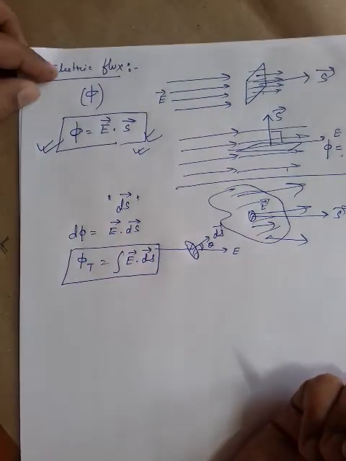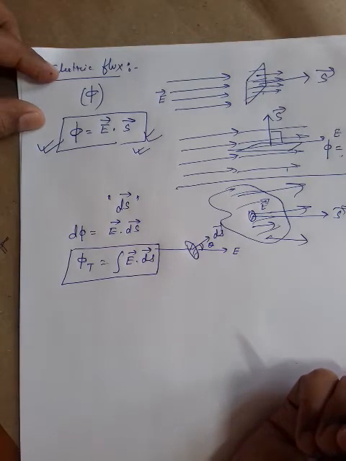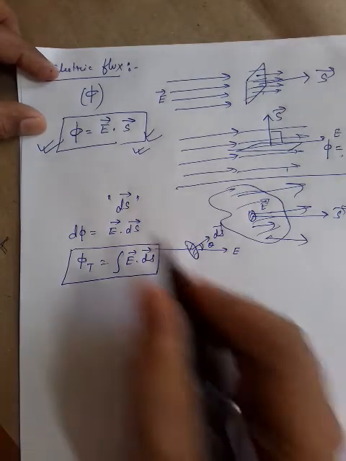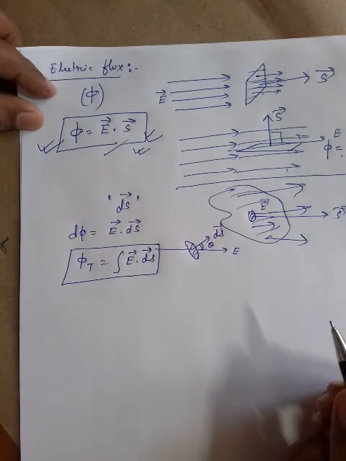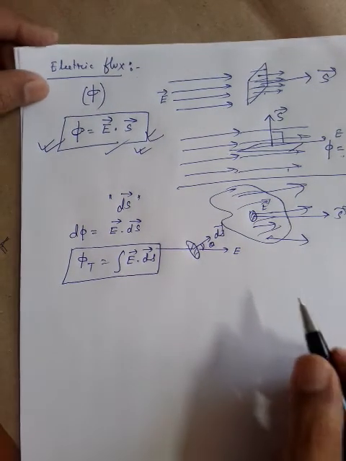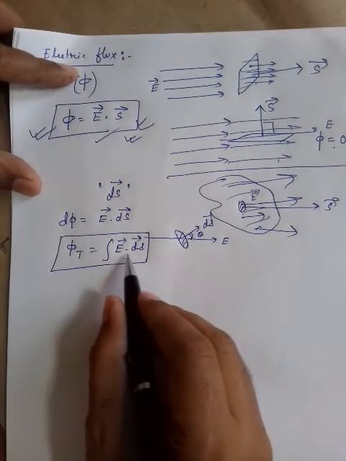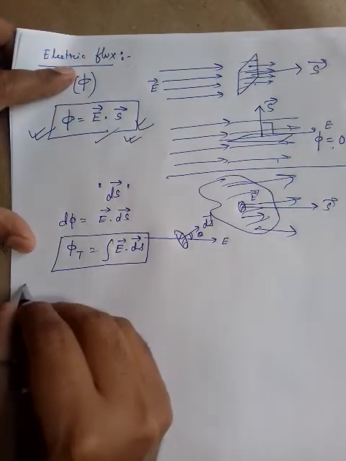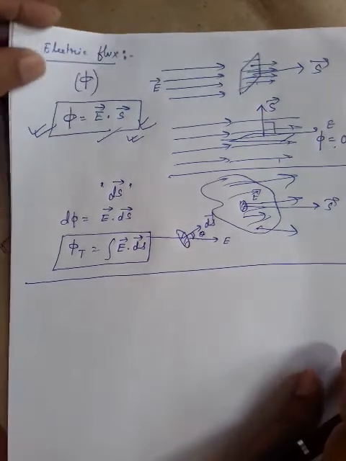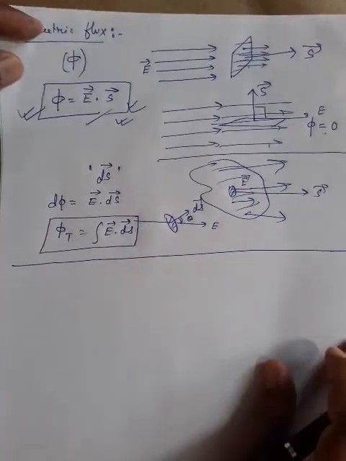So be careful how to proceed. If throughout the area the same electric field, just go for E dot S. If throughout the area the electric field is not the same, then consider a suitable small portion and use the formula E dot ds. You have to integrate depending on the variable present. So what is electric flux? The definition we discussed. How to use this concept of electric flux?